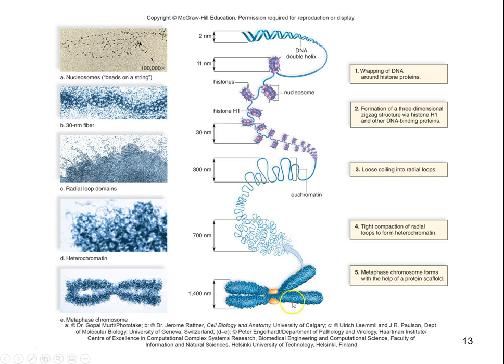And remember that then you have the most compact or tightly packaged form of chromatin, which is the chromosome. I mentioned the metaphase chromosome, and when we think about chromosomes, we think about them looking like this. At this point they're very tightly packed, and remember they're composed of both euchromatin and heterochromatin.